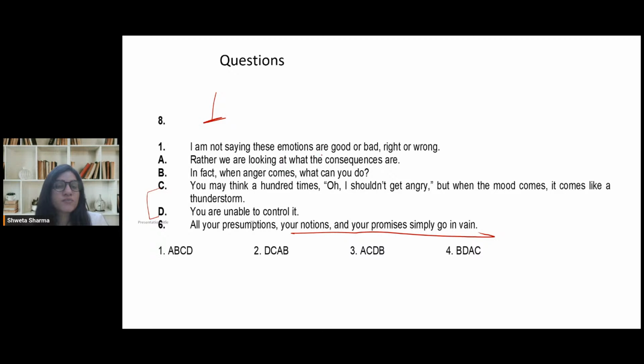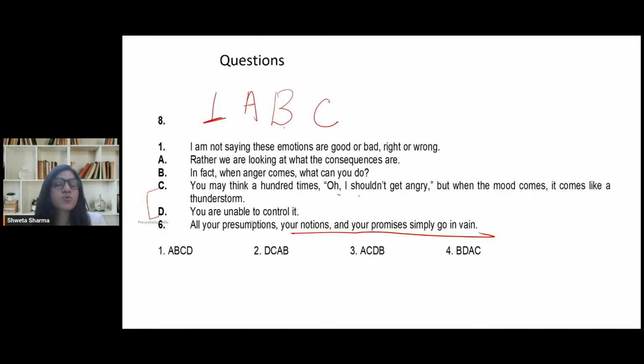Okay, I'm not saying these emotions are good or bad. Rather, we're looking at what the consequences are. So I can club 1 with it. Okay. In fact, when anger comes, what can you do? You may think 100 times, oh, I shouldn't get angry. But when the mood comes, it comes like a thunderstorm. Right? So B and then C.